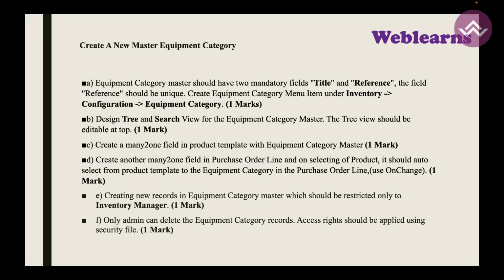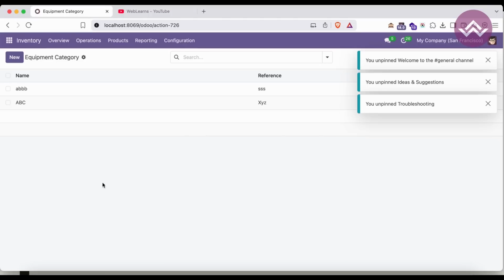Only admin can delete the equipment category records. Access rights should be applied using the security file. Okay, so these 4 points we have to create, right? As of now, we already have 2 marks. Now again we have to reach C, D, E and F. Each has 1 mark, right? So total, let's say 1, 2, 3, 4, 5 and 6 marks. Once this part is done, we will achieve 6 marks. So how can we do it?